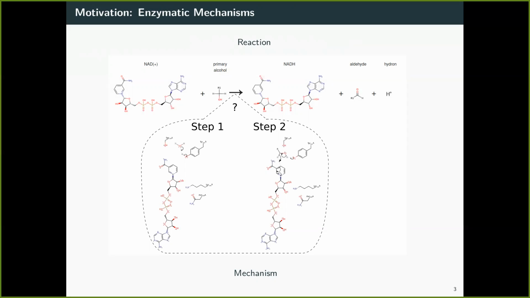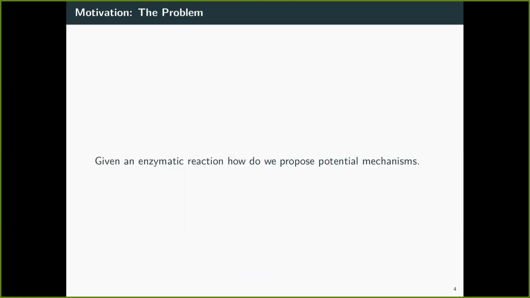If we just focus on the reaction, it's not clear exactly how the enzyme plays a role in this process. However, when we focus on the mechanism, we directly observe how the amino acids are used and then later regenerated in the mechanism. This leads us to the problem that we will try and solve throughout this talk. Given an enzymatic reaction, how do we propose potential mechanisms for said reaction? Now, here we will, like in the previously depicted picture, treat an enzyme as a set of loosely connected amino acids making up the active sites of the enzyme.